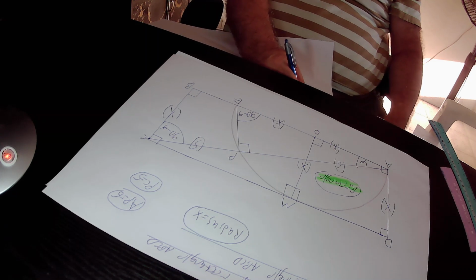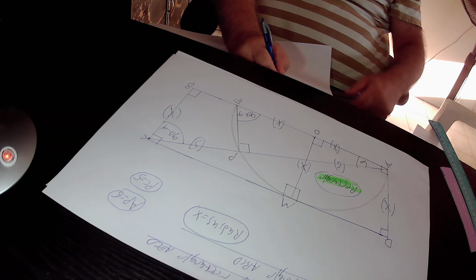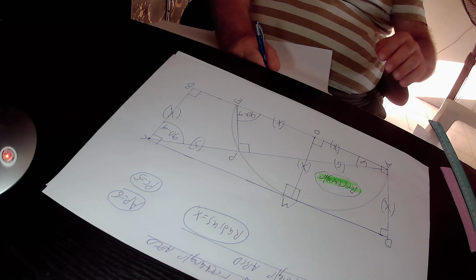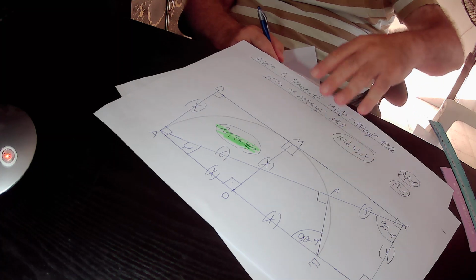We prove that the right big triangle ABC is similar to this right small triangle APE. This is the small right triangle APE.